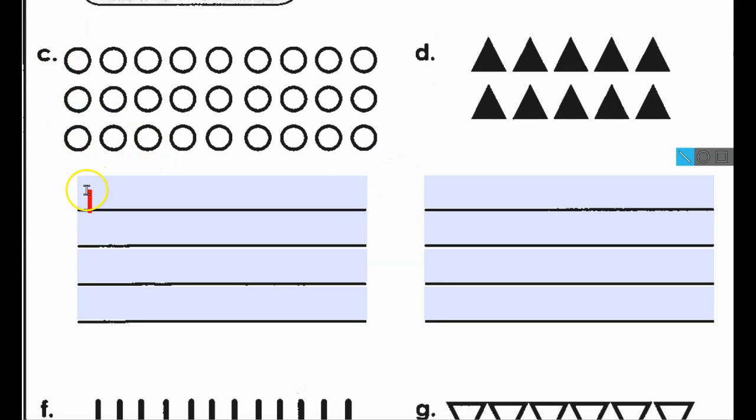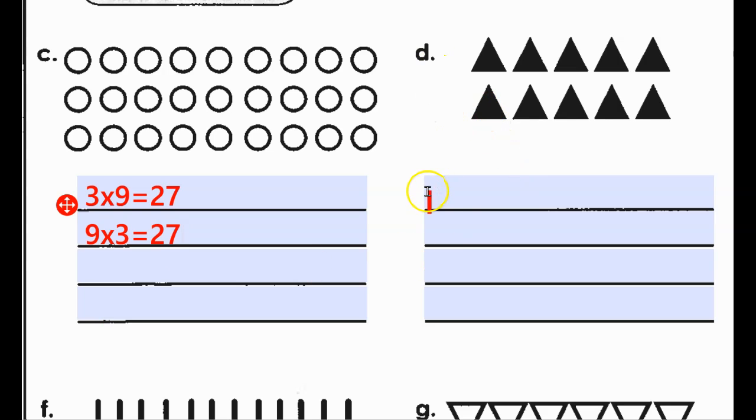Letter C, how many rows do I have? 3. Times how many in each row? 9. Yep, 9. So 3 times 9 is 27. Good. What's the other way to write it? 9 times 3. 9 times 3 equals 27. It's the same thing. Fact family, okay? We'll do the division part later. So keep these two lines empty, okay?